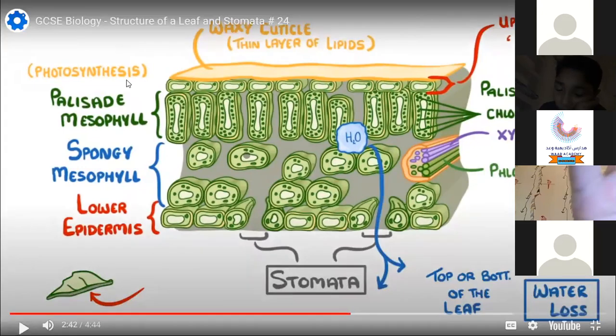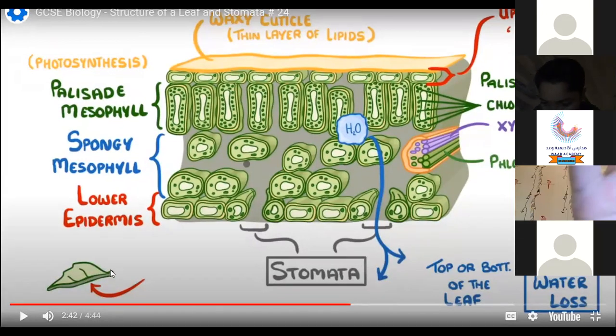All right, Zia had a question. Yes. Mister, can you say again what is the spongy mesophyll? The spongy mesophyll contains spaces so that the water and gas molecules can actually move around.